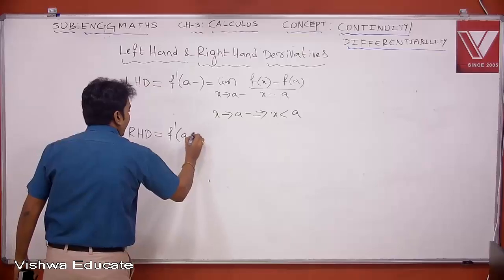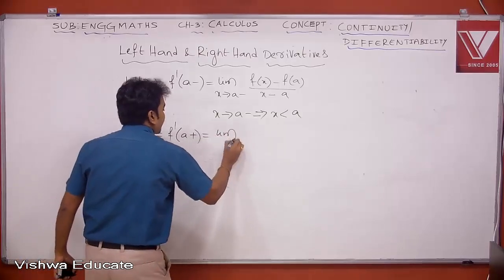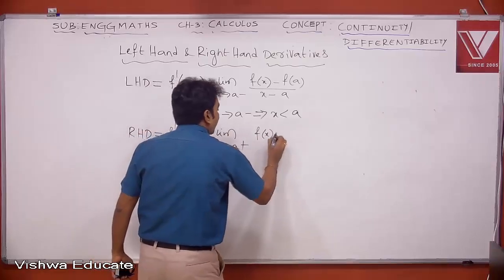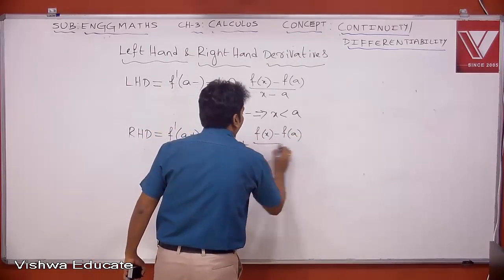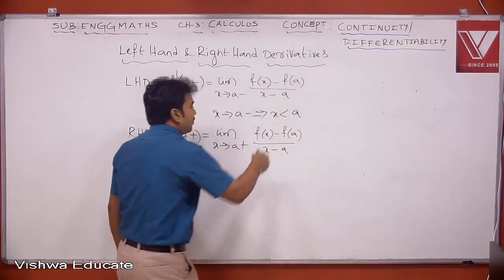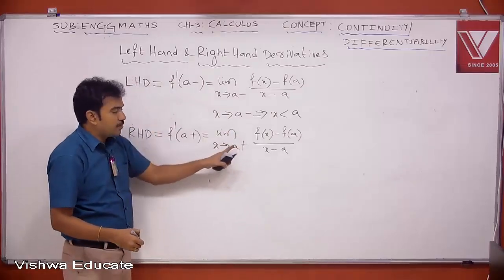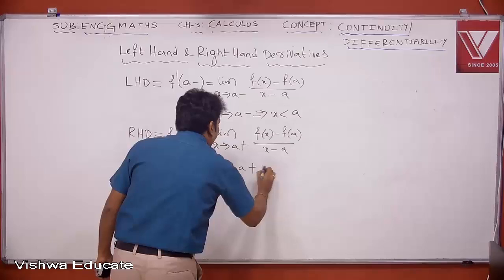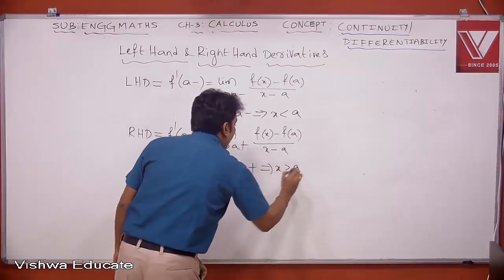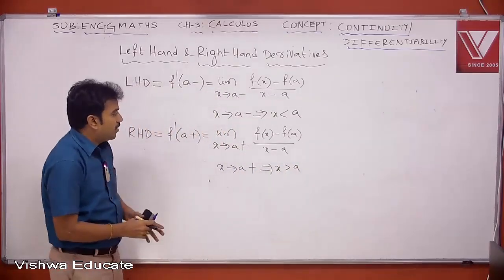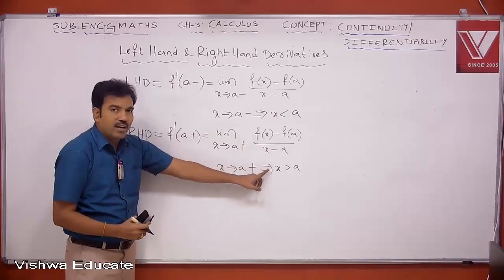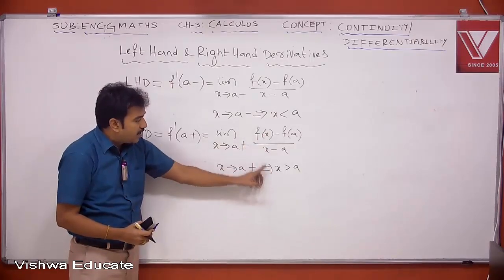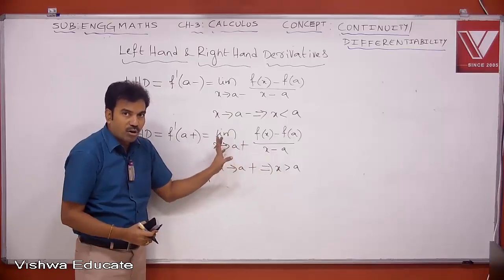This is denoted by f dash of a plus, and this is given by the limit as x tends to a plus of f of x minus f of a divided by x minus a. Same definition, but a minus is replaced by a plus. So here x tends to a plus means x values are greater than a. Now how to evaluate this RHD? Simplify the function f of x when x is greater than a. Once f of x is simplified when x is greater than a, replace x by the number a only.